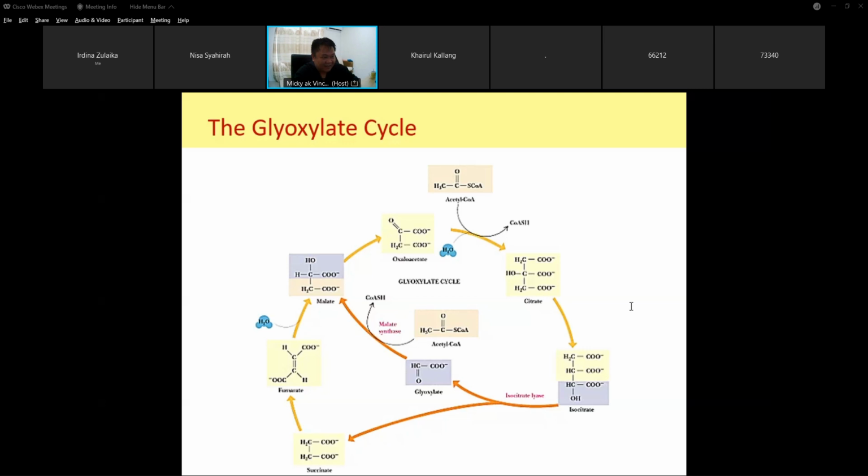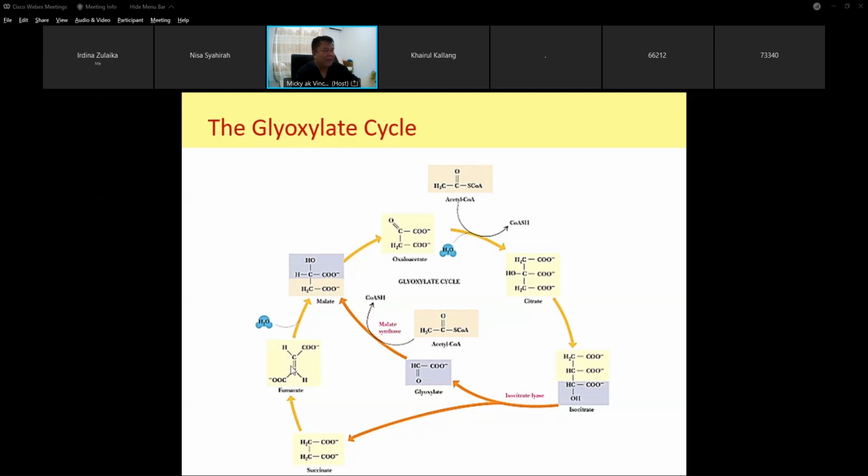Okay, doctor, in the glyoxylate cycle, the fumarate will become malate. Where does the other two carbon go? Where? There isn't any. Apart from the malate, that was the question, right? From the fumarate, it will produce malate. So this malate is produced from the fumarate.